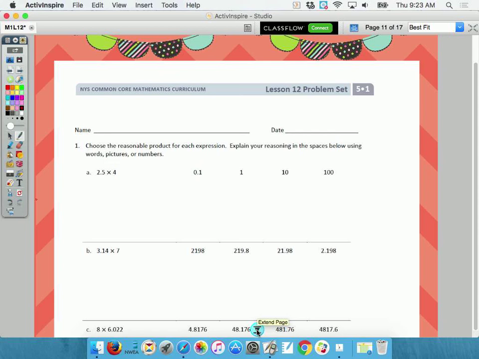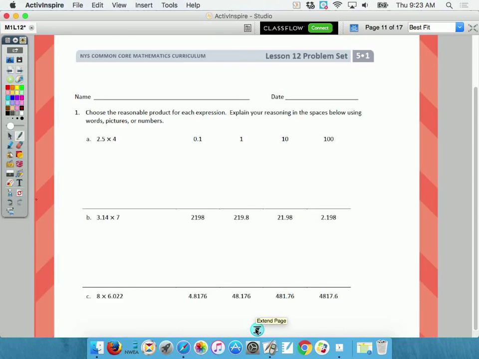Okay, so the first one says 2 5/10 times 4. So 2.5 rounds to what nearest whole number? 3. So write down 3 times 4 equals 12. And find the answer closest to 12. 10. Okay, now explain what we just did.